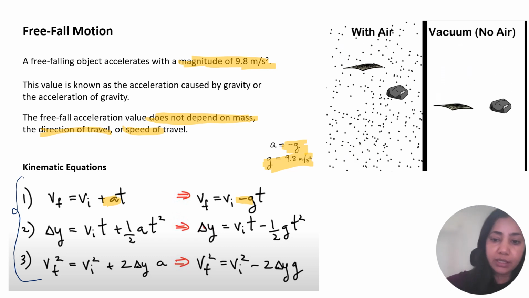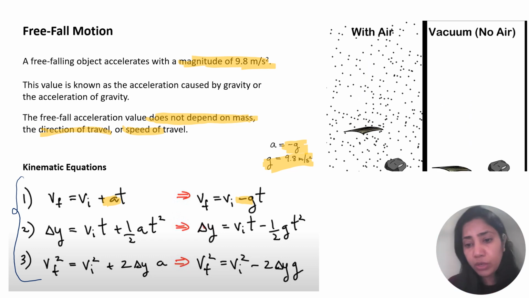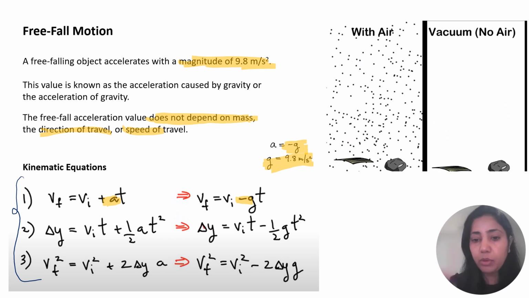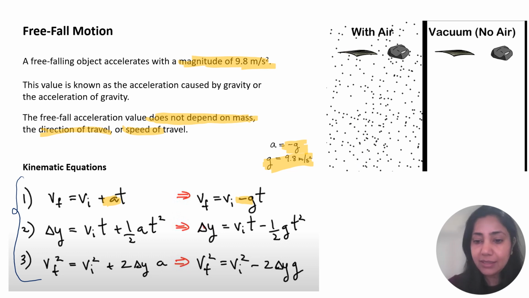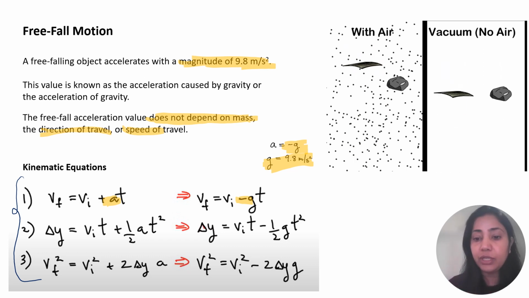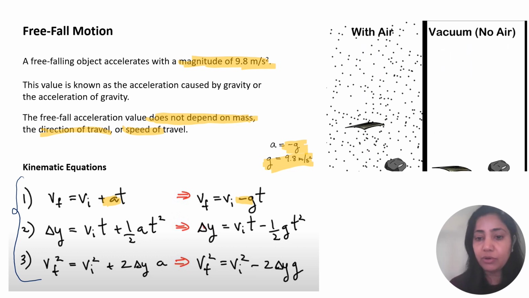But on the other side, if there is vacuum and no air resistance, no air present, then you can see that both objects, the paper and the rock, reach the ground at the same time. This example is the explanation of free fall motion, meaning the objects are solely under the influence of gravity, and no external force is acting on these two objects.